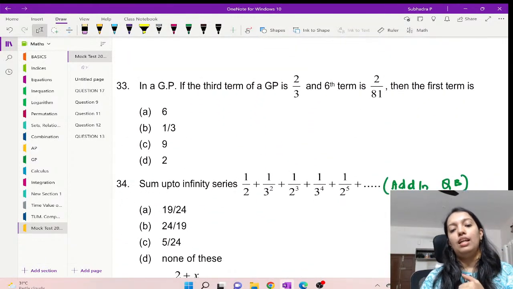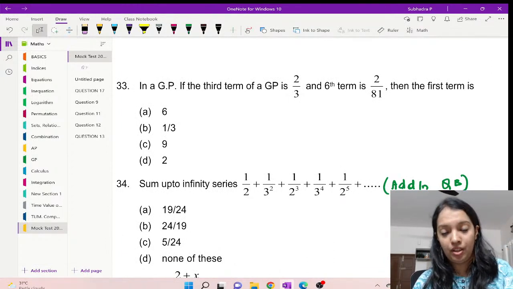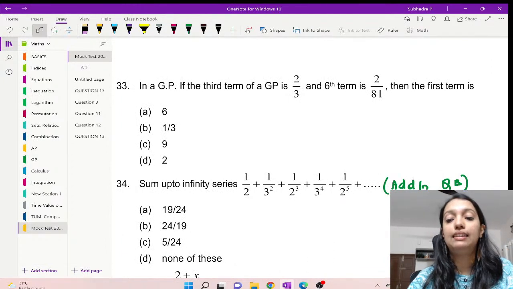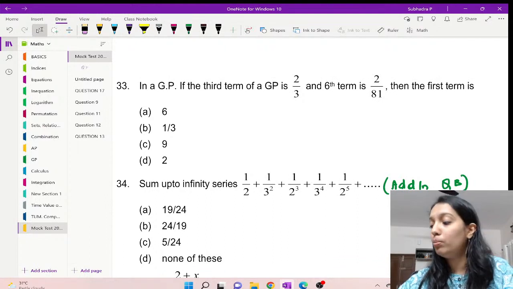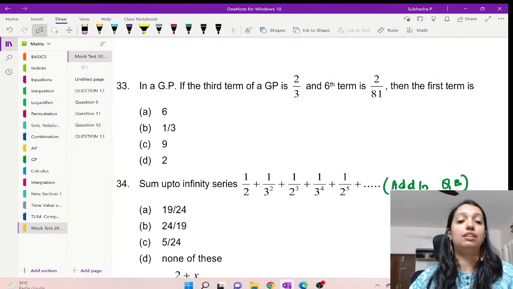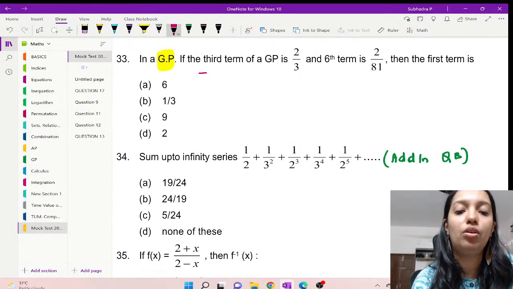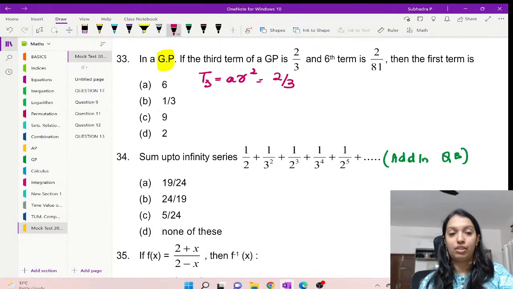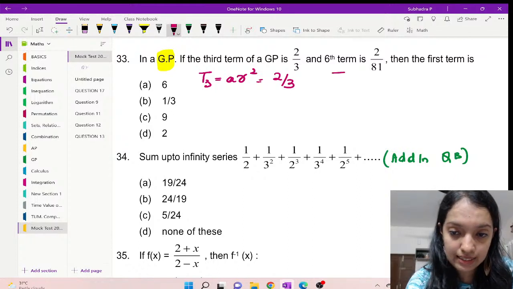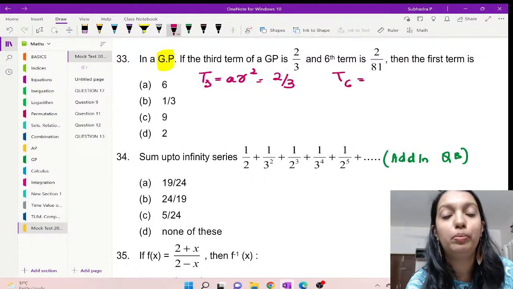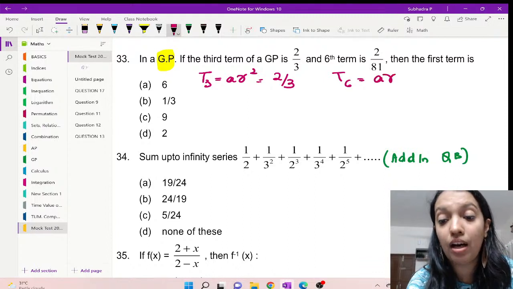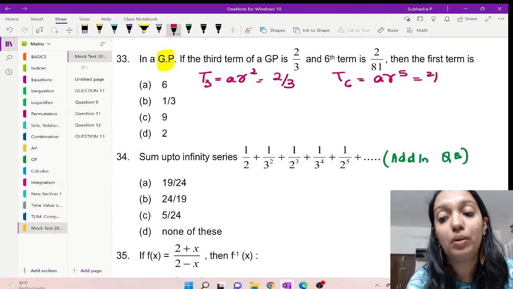33rd one. In a GP, if the third term is 2 by 3 and the sixth term is 2 by 81, find the first term. Many questions from GP. So the third term we already know, T3 is A into R power 3 minus 1. This is equal to 2 by 3. So they have given you the T3 value. T6, the sixth term, they have given you 2 by 81, which is A into R power 6 minus 1. This is 2 by 81.